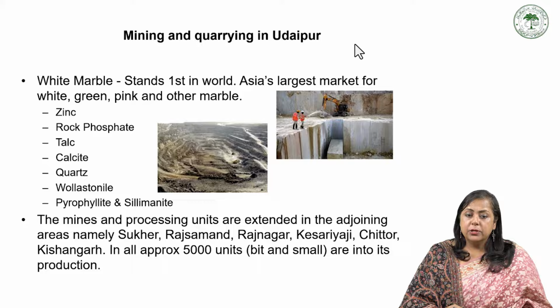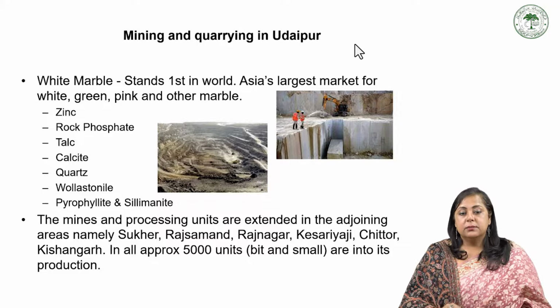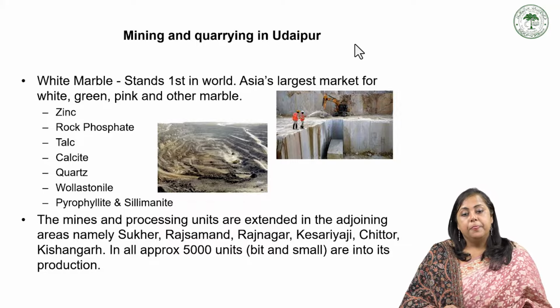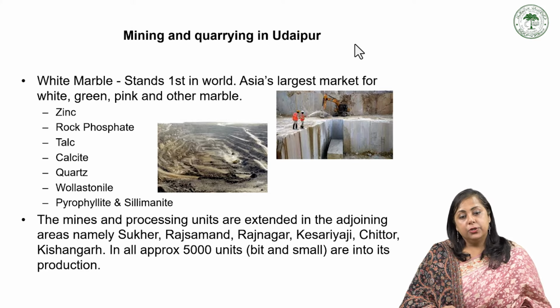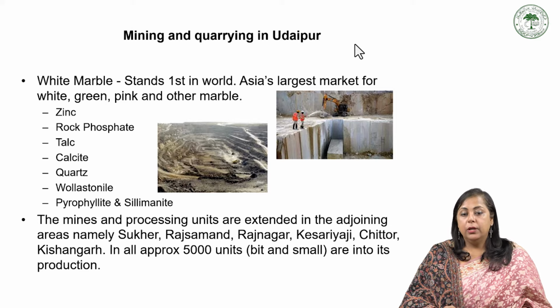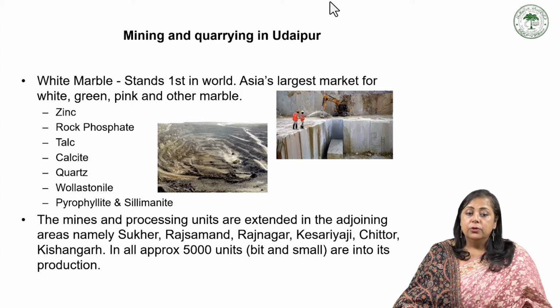The mine and processing units extend into the adjoining areas named Sukher, Rajsamand, Rajnagar, Kesariali, Chittor, Kishangarh. In all, approximately 5,000 units, big and small, are into production. So approximately 5,000 units are under production, and these are the mining sites. These are the white marbles we are getting from the areas we just named.